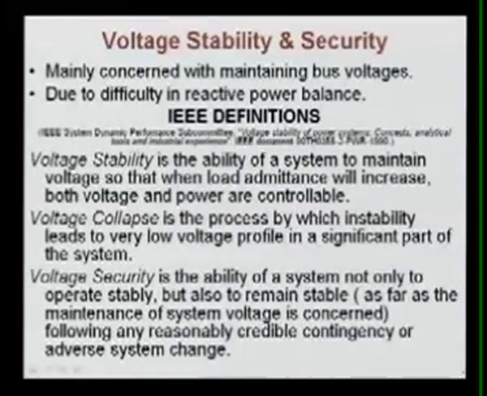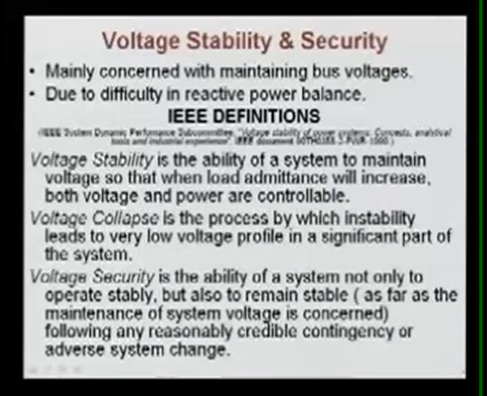document number 19TH0358, that is 2PWR 1990. The title of that paper is basically a transaction paper, voltage stability of power systems, concept, analytical tools and the industrial experience. In that, they give the clear definitions for the voltage stability, voltage collapse and the voltage security. Voltage stability is the ability of a system to maintain voltage so that when load admittance will increase, both voltage and power are controllable.